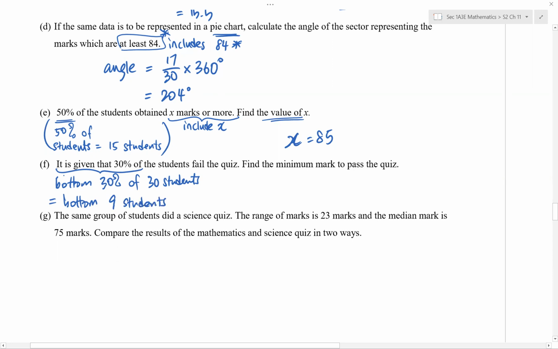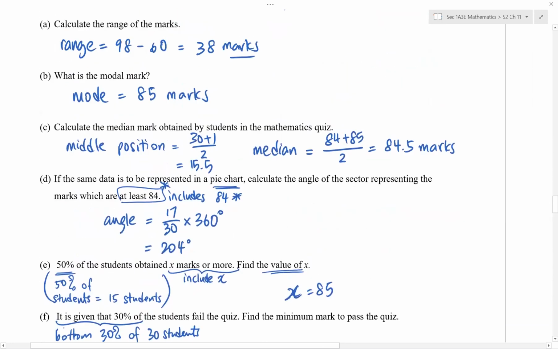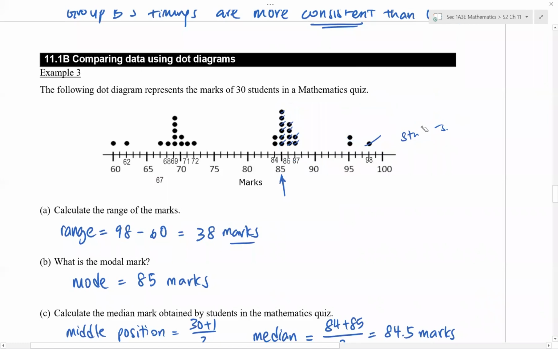Let's find the 9 students. This time, we are starting from the left because we want the bottom 9. So those who scored the lowest. 1, 2, 3, 4, 5, 6, 7, 8, 9. Okay, so these are the bottom 9. They scored a maximum of 69 marks.